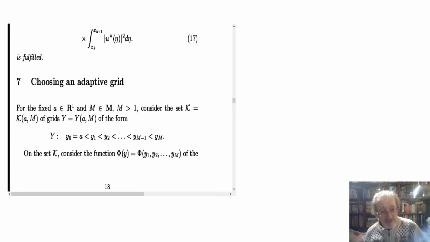Point 7. Choosing an adaptive grid. In the seventh point, the obtained estimates are used to select an adaptive non-uniform grid. The grid is adapted to the behavior of the solutions of the considered problems. General principles for such adaptation are laid down.